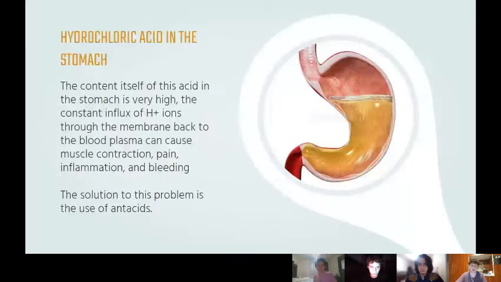Now, the hydrochloric acid in the stomach. The content itself of this acid is very high, and the constant influx of these hydrogen ions through the membrane can cause many problems, such as muscle contraction, pain, inflammation, and bleeding. So the solution to this problem is with the use of an antacid.